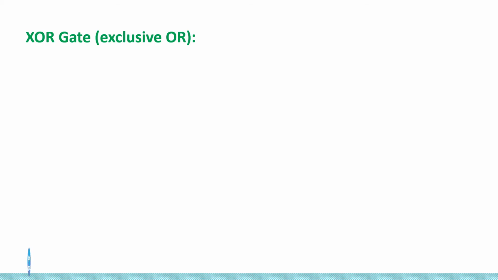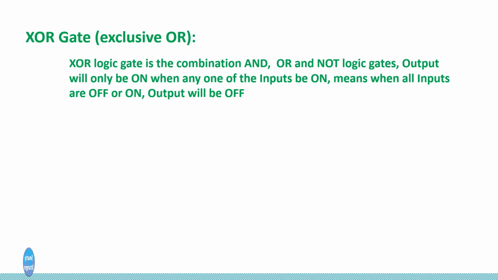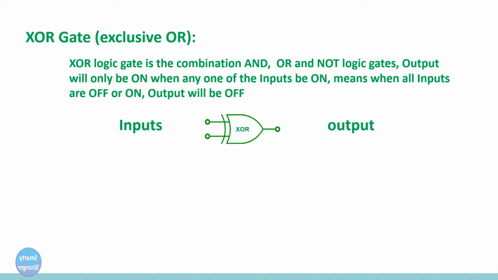Consider now XOR gate. XOR logic gate is the combination of AND, OR, and NOT logic gates. Output will only be on when any one of the inputs be on. Means when all inputs are off or on, output will be off. Symbol for XOR gate is.